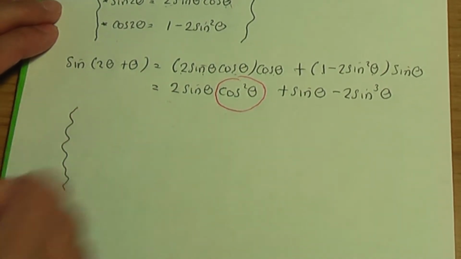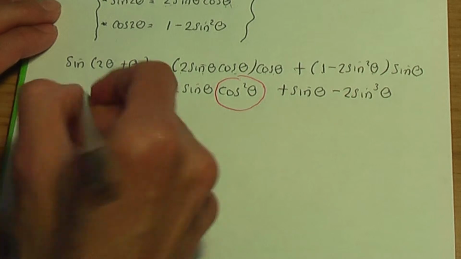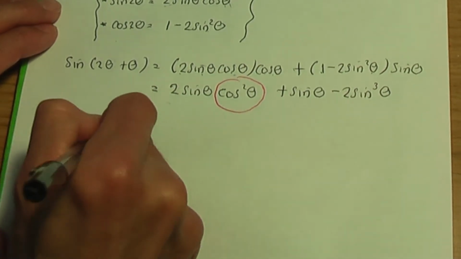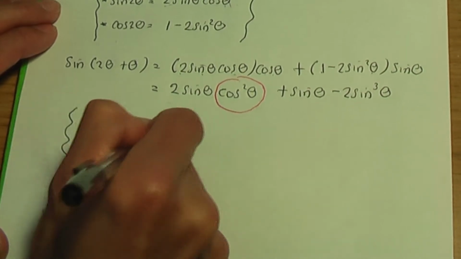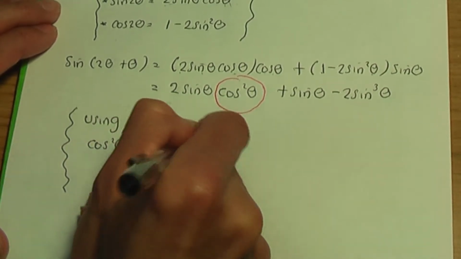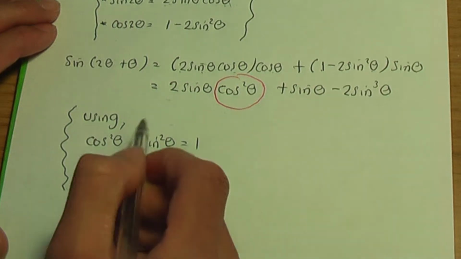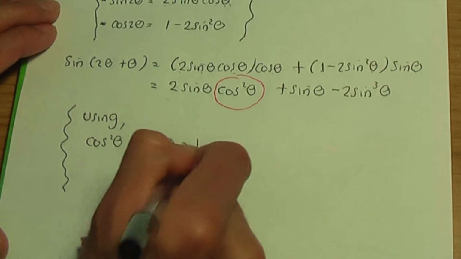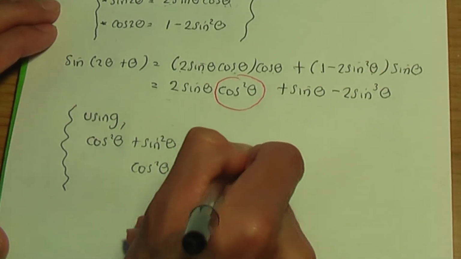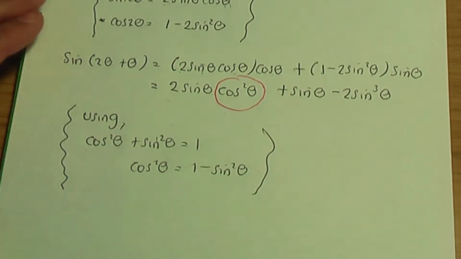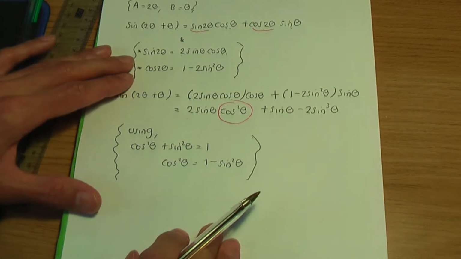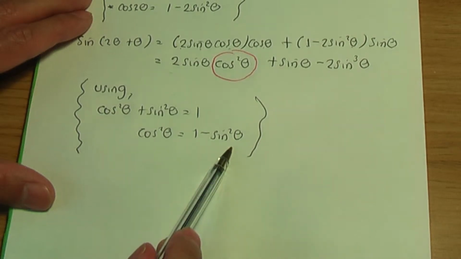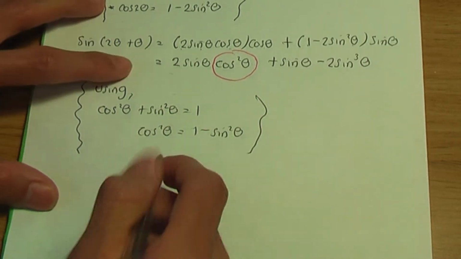Now let's do this as a side note. Remember the fundamental Pythagorean identity: cos squared theta plus sine squared theta is equal to 1. If I rearrange, cos squared theta will therefore be 1 minus sine squared theta. So what I'm going to do now is replace the cos squared theta by 1 minus sine squared theta. So let's do that.